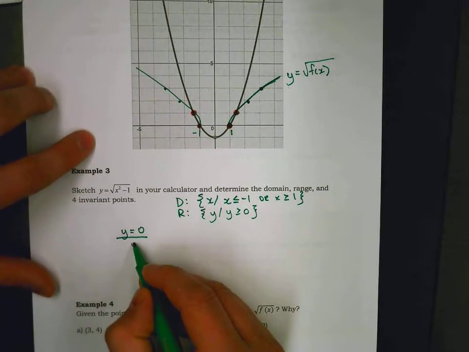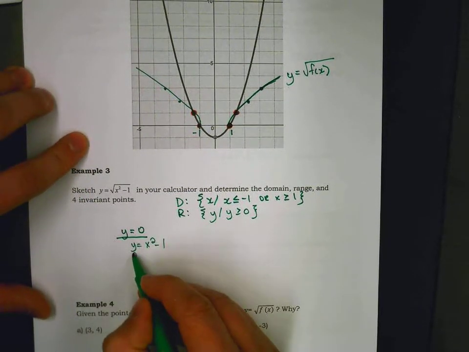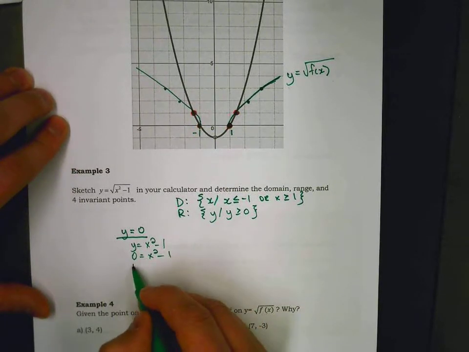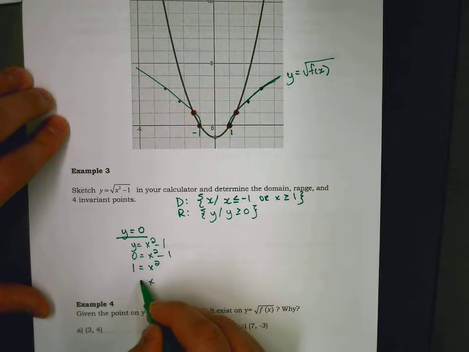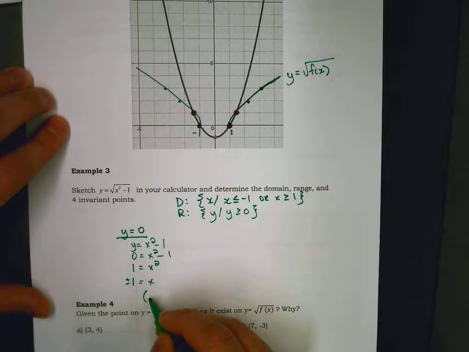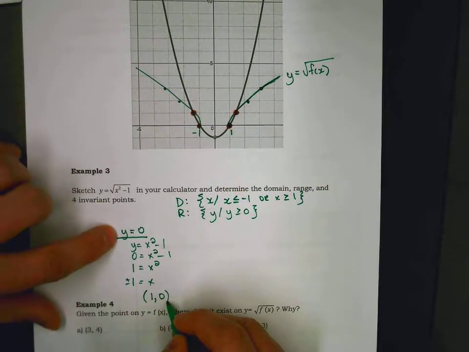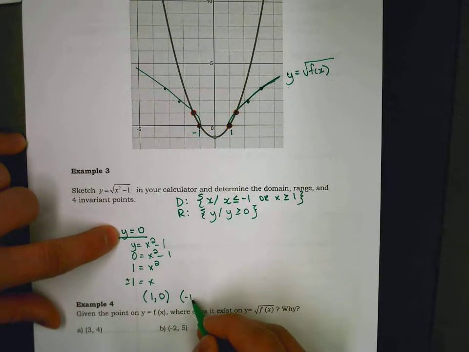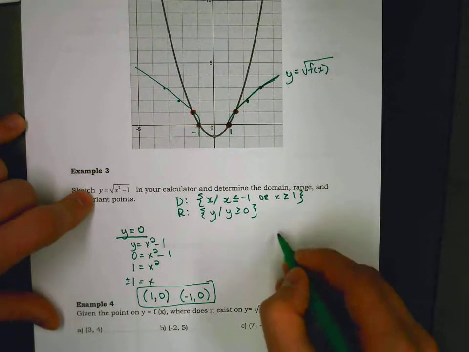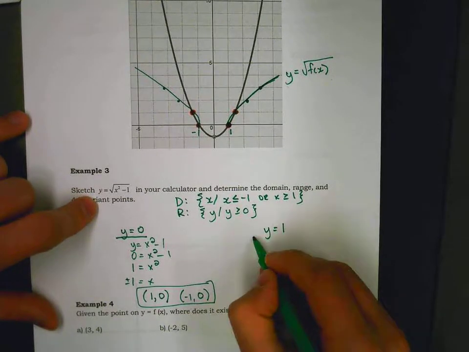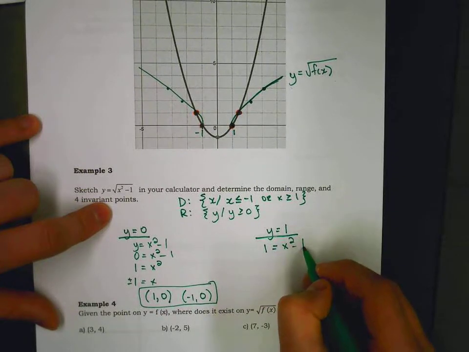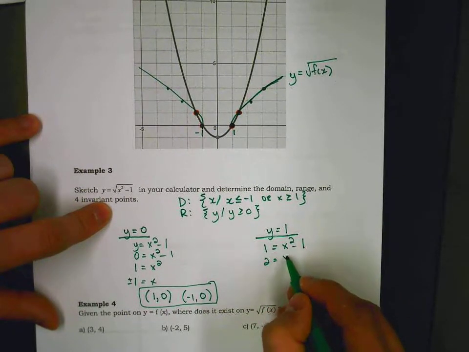So I'm just going to start with x squared minus 1 and say the y value is a 0. By solving for x, we get a positive or negative 1, which kind of makes sense. So we know that when x is 1, y is 0. When x is negative 1, y is 0. These are 2 of the 4 invariant points. The other set comes from the y value of 1. So similarly, if we say that the y value is 1, we can start to solve for x.